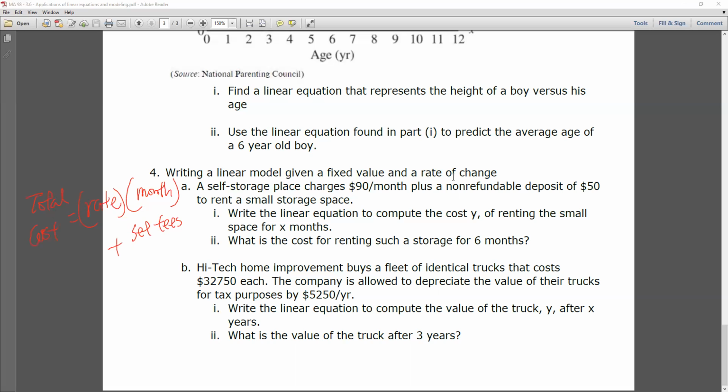Okay. So in this case, our rate is $90 a month, and then we have a set cost of $50. So that means our equation is going to look like this: total cost is 90 times the months, plus 50.